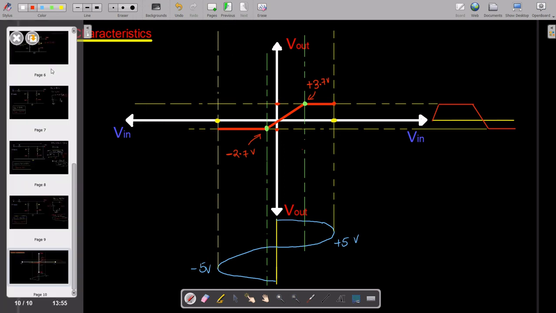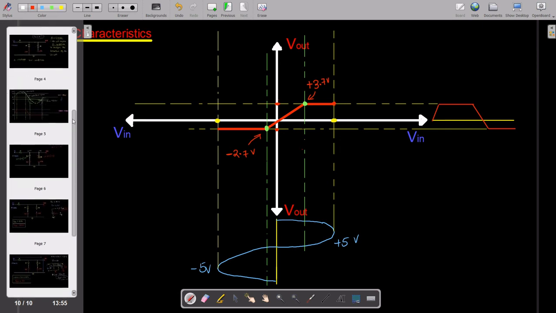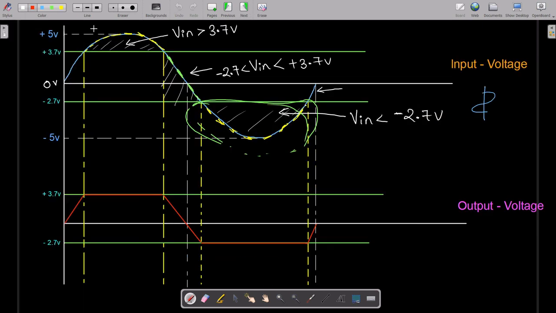See, we'll just go to that particular graph which we had deduced. See over here, when your input voltage is between plus 3.7 volts and minus 2.7 volts, your output wave is following the input. See over here as well, when your input voltage is between plus 3.7 volts and minus 2.7 volts, your output voltage is following the input voltage. So that's why we draw this particular waveform as it is.